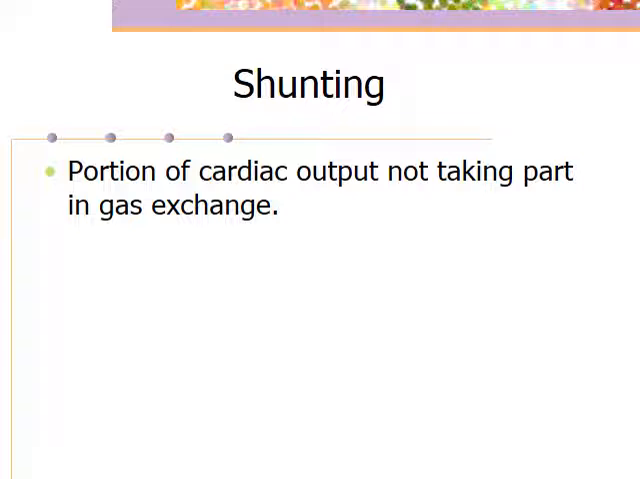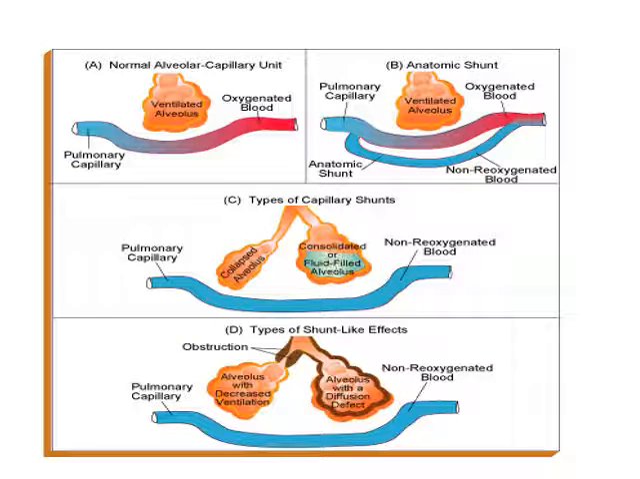All right, let's look at shunting. We've talked about shunting a little bit in the past. Remember, we talked about dead space ventilation. This is dead space perfusion, or wasted perfusion. We also talked about normal shunting earlier, where the Thebesian venous drainage goes into the left atria. Here's a good visual of how shunting happens.